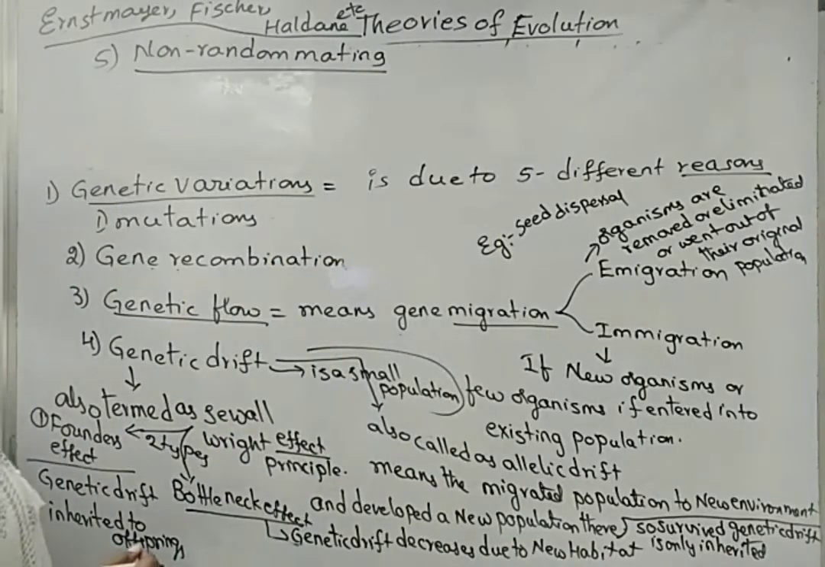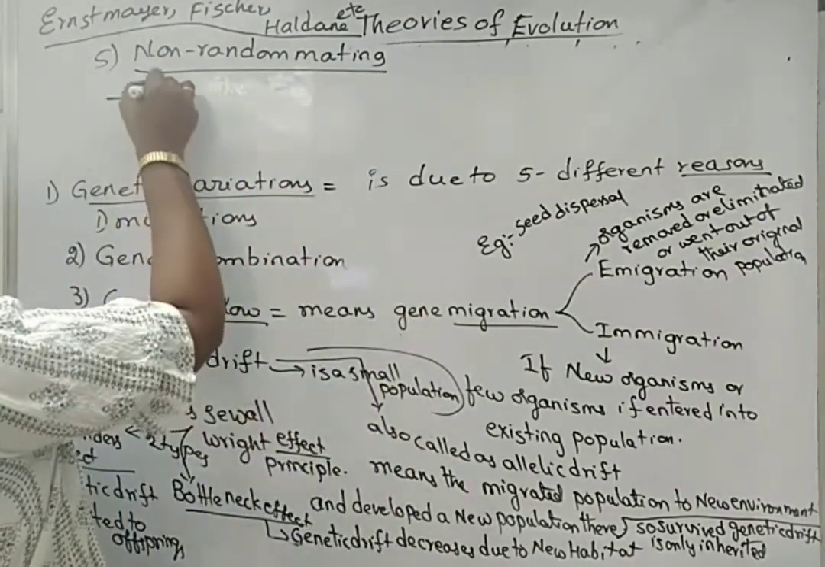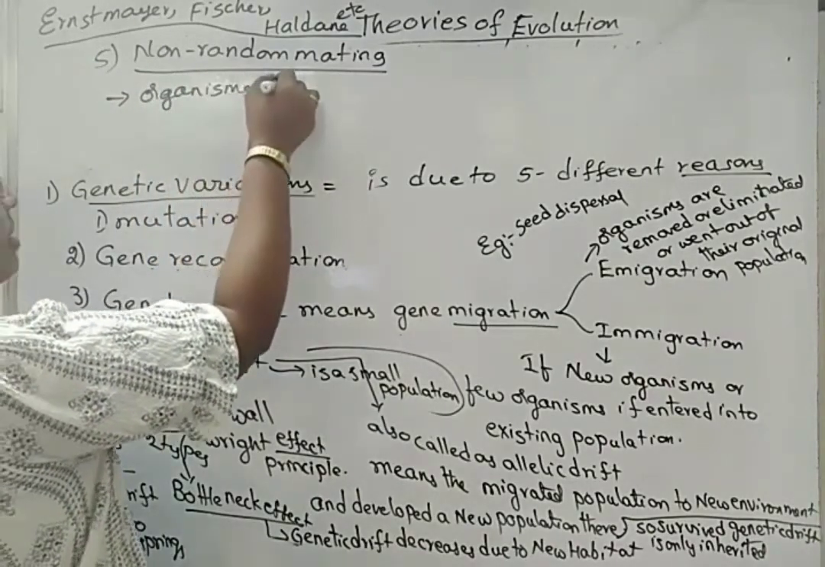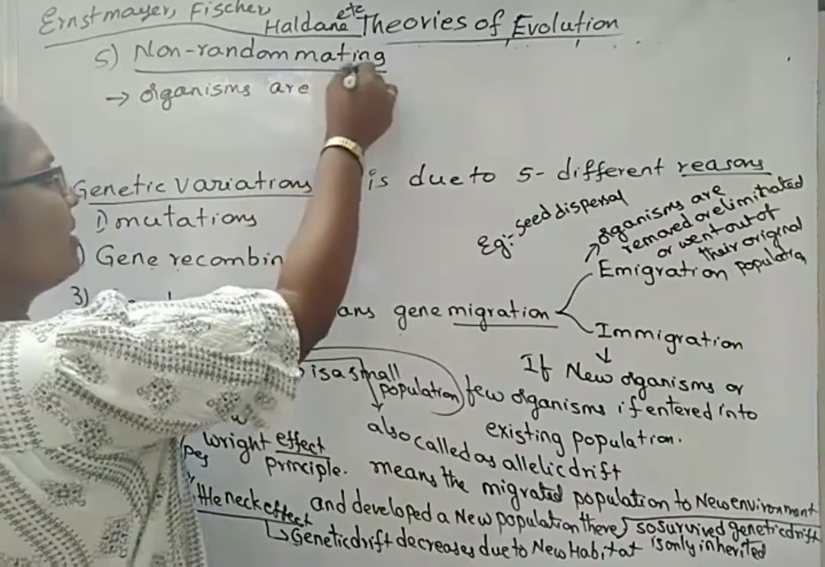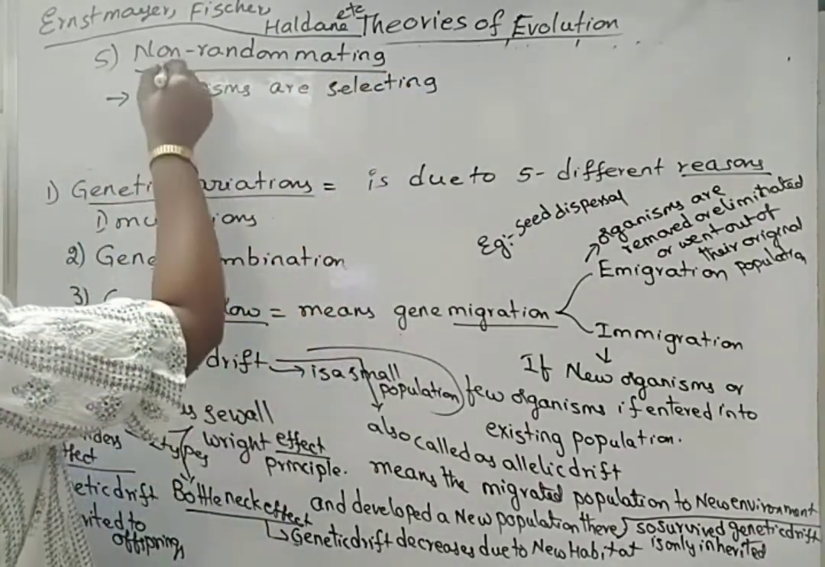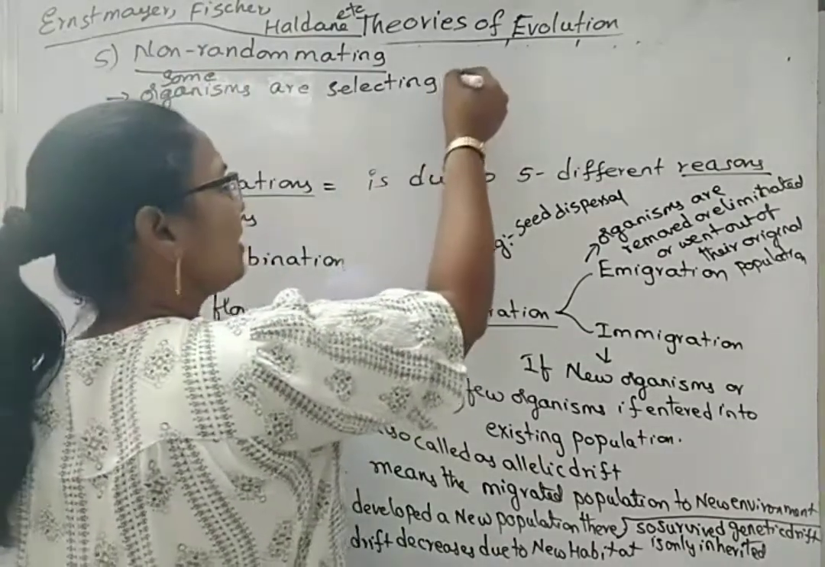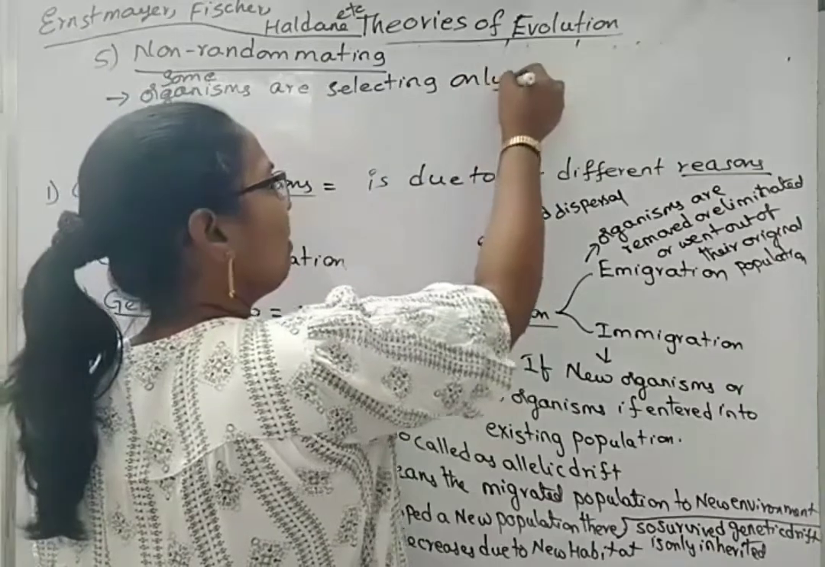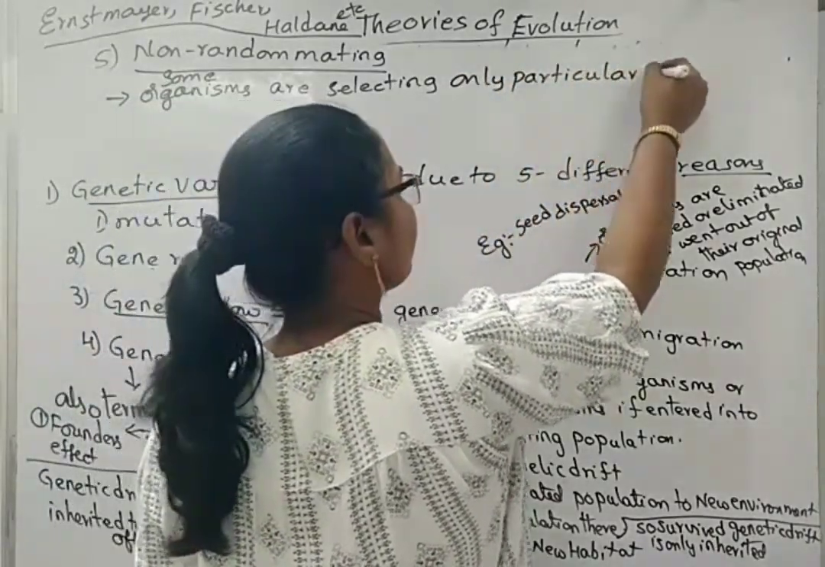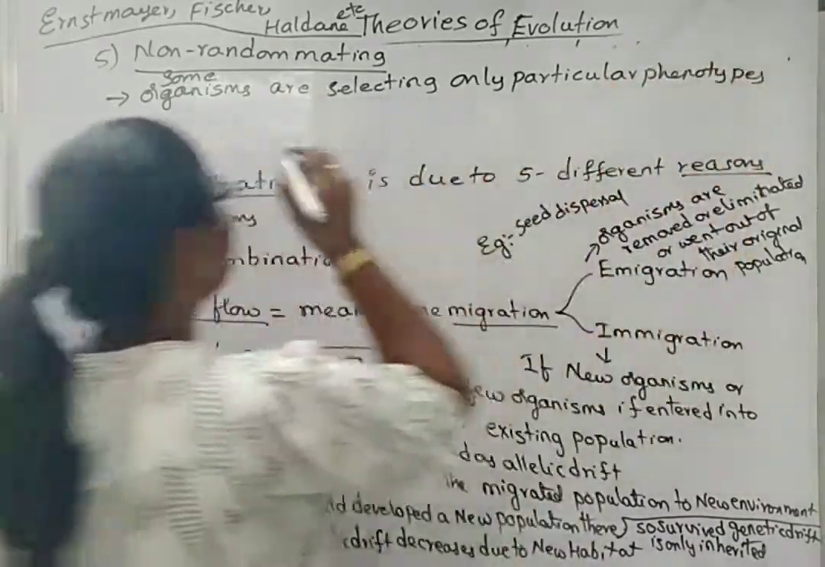So under non-random mating, some organisms are selecting only particular phenotypes for reproduction. Here we cannot use the term organisms in general; we will say some organisms.